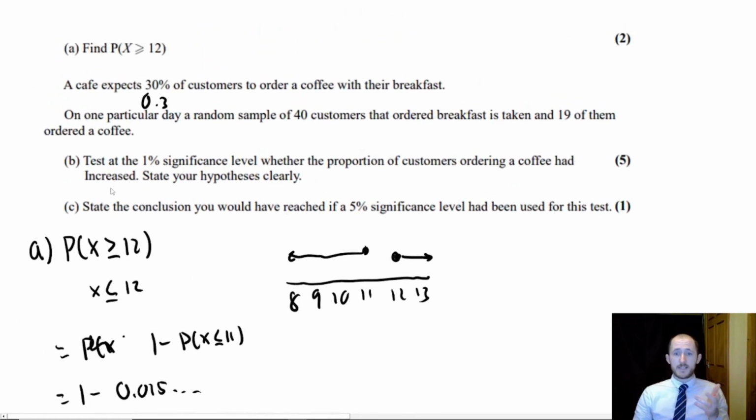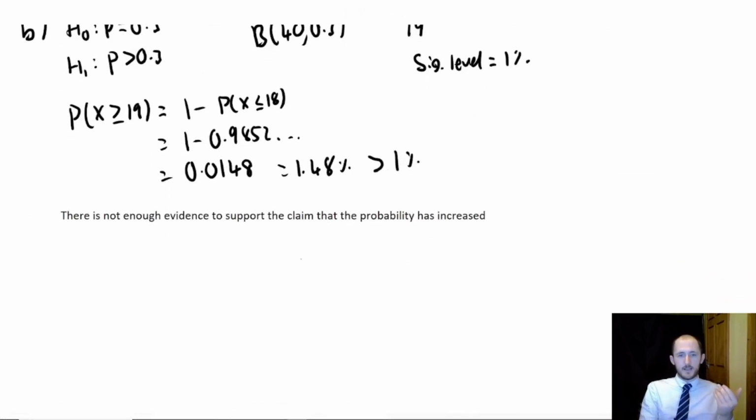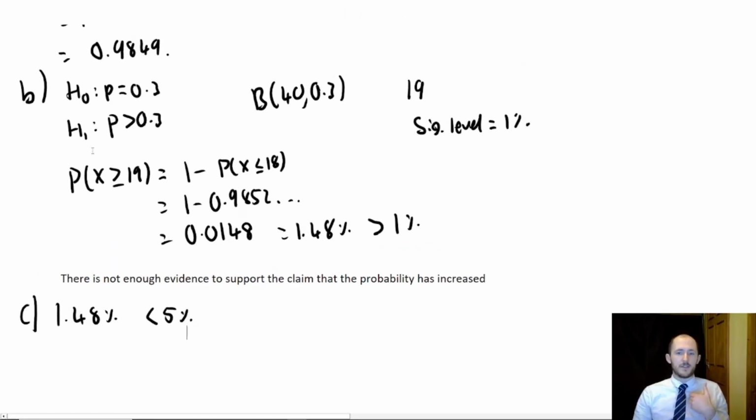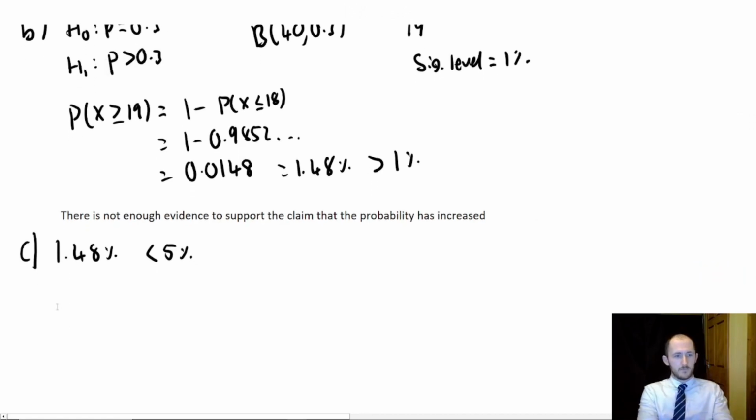Now part C says, state the conclusion you would have reached if a 5% significance level had been used for the test. So if 5% was used, well 1.48% is less than 5%. So if we said that anything above 5% is fine, then everything below 5% is not, and 1.48% is really low. There's no way the distribution is completely fine. The distribution must be wrong, it must be different, it must have increased. You would say reject H0, so we would accept H1.